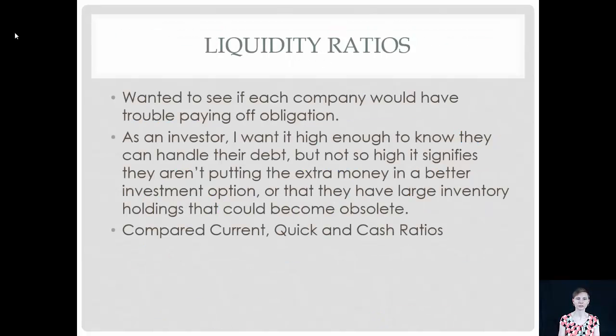So one of the first things I looked at was liquidity ratios. I wanted to see if each company would have trouble paying off their current obligations. As an investor, I want it to be high enough to know that they can handle their debt, but not so high it signifies they aren't putting the extra money in a better investment option, or they have a large inventory that could become obsolete and it'd be a waste of money. I compared current, quick, and cash ratios.